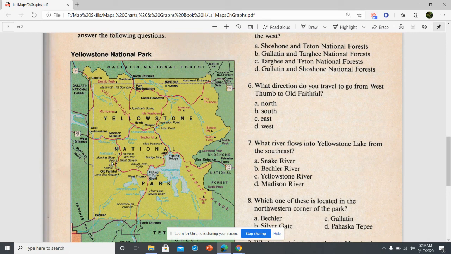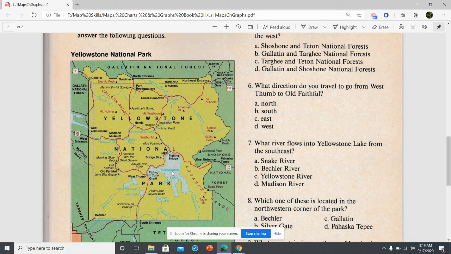Number 8. Okay, we're going to look for Yellowstone Lake, and it's right in here. So what river flows into that from the southeast? Now we can do number 8. Which of these is located in the northwestern corner of the park? Is it Belcher, A, Silvergate, B, Gallatin, C, or Pahaska-Teepee, D?